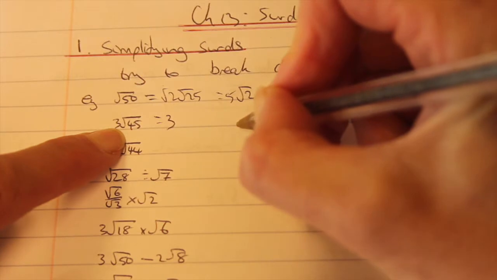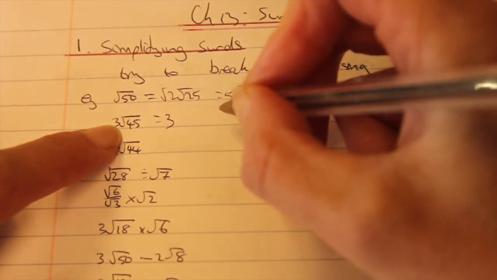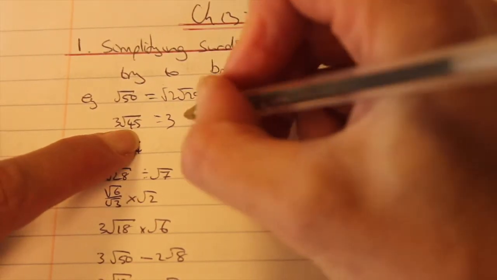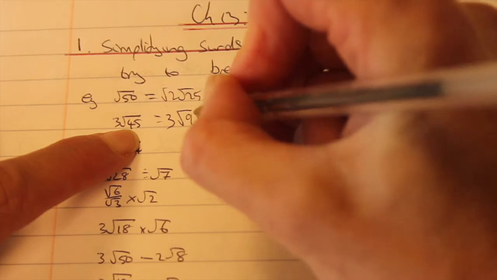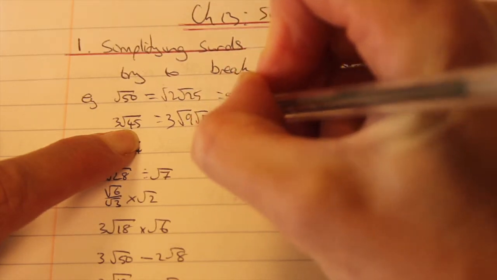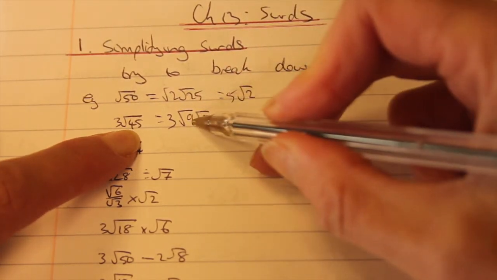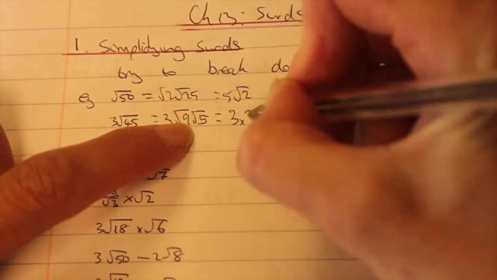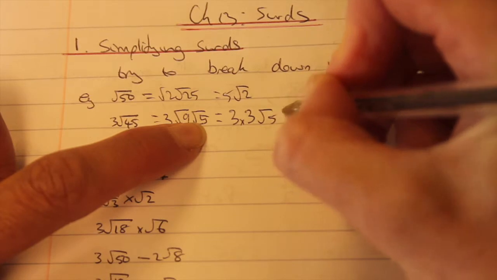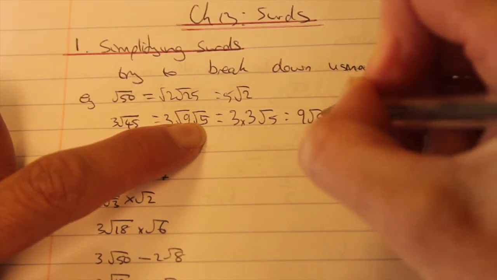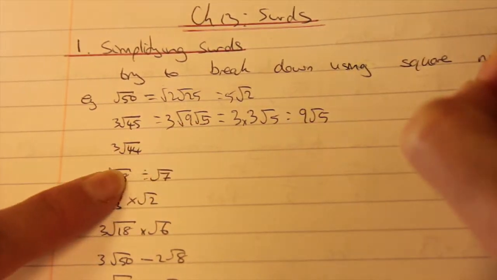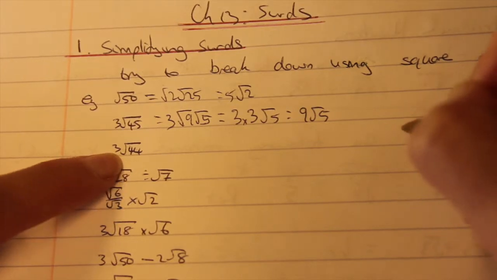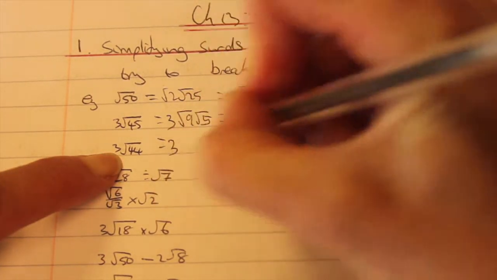So the 3 just sits there. You do nothing with that at this stage. Root 45 is a 9 and a 5. Square root of 9 is 3, so that becomes 3 times that there, 3 times root 5, to give you 9 root 5 altogether.